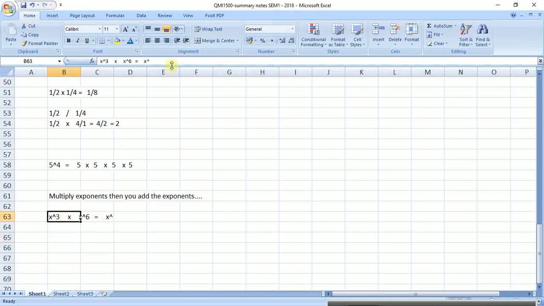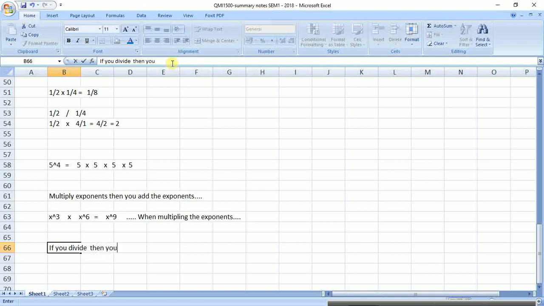So that would be x to the 9. This is when multiplying the exponents. Exponents. That's spelled right, yeah. So then if you divide, then you subtract the exponents.